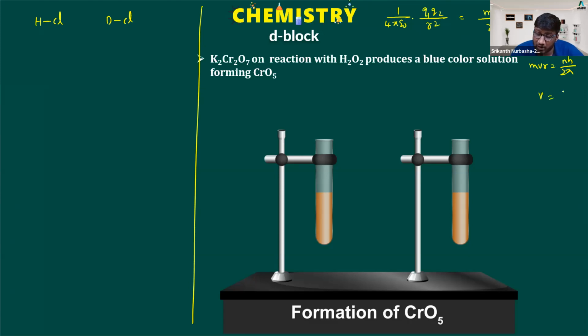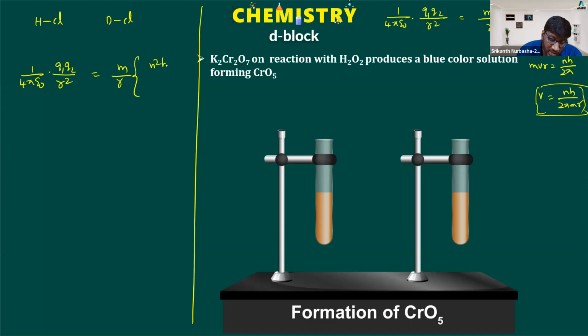Can I say velocity V is equal to nh by 2 pi mr, and substitute that velocity here? So if I substitute the velocity, what I'm getting is 1 by 4 pi epsilon naught Q1 Q2 by R square is equal to m by R into V square. What is V square? n square h square by 4 pi square m square R square. R square got cancelled out. So what is our expression for radius R? R is equal to n square h square divided by 4 pi square m, with 4 pi epsilon naught here and Q1 Q2 here.